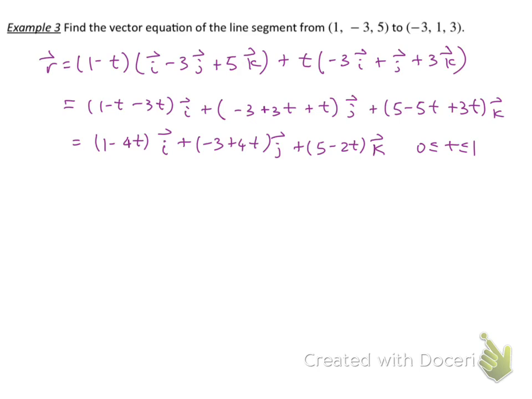Actually, when you take away that restriction from 0 to 1, you are getting the vector equation of the line, not the segment, the line, passing through (1, -3, 5) and (-3, 1, 3).